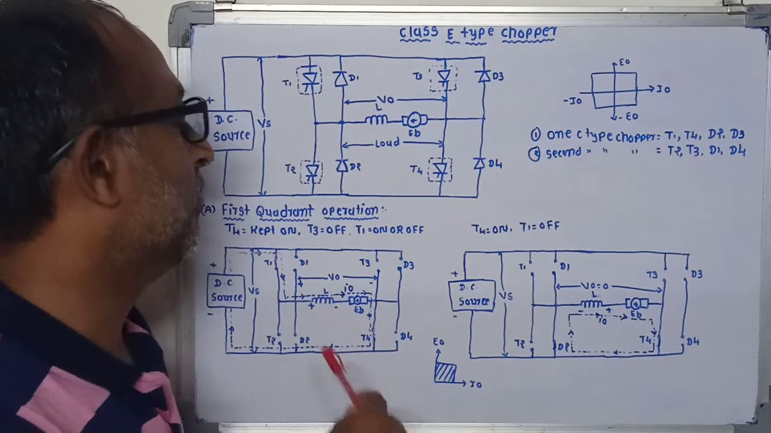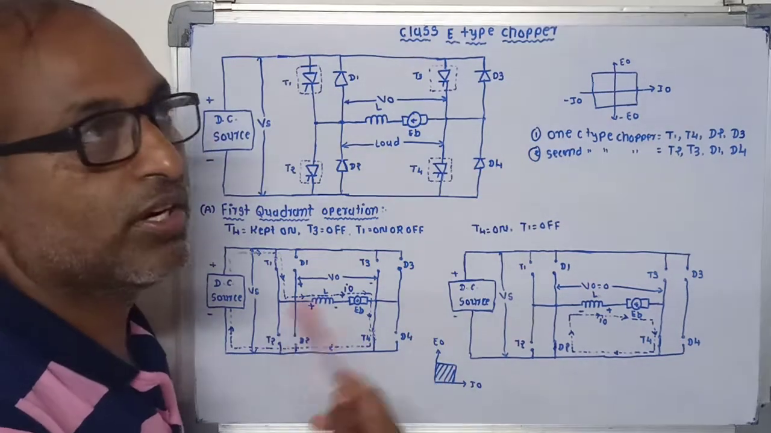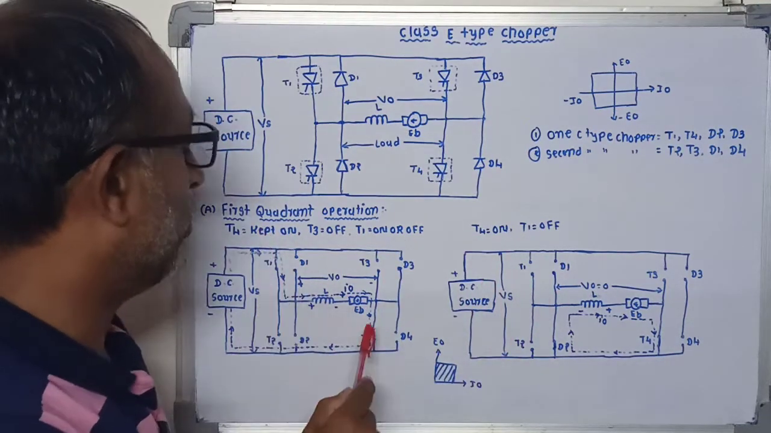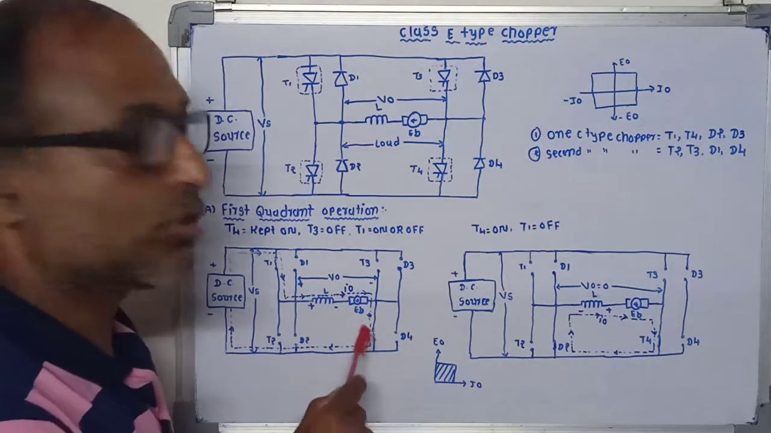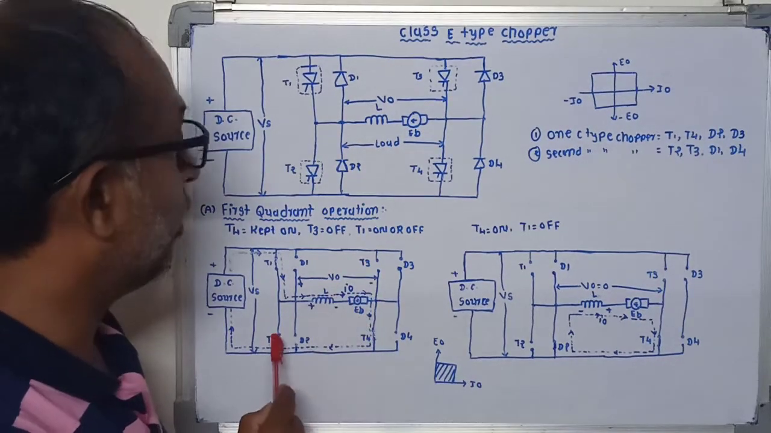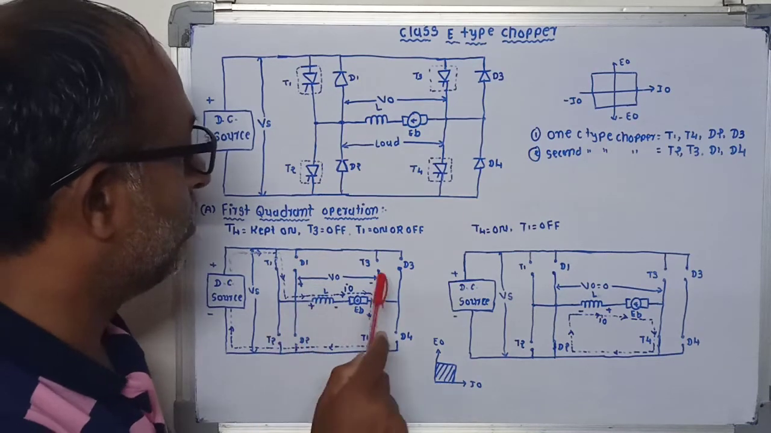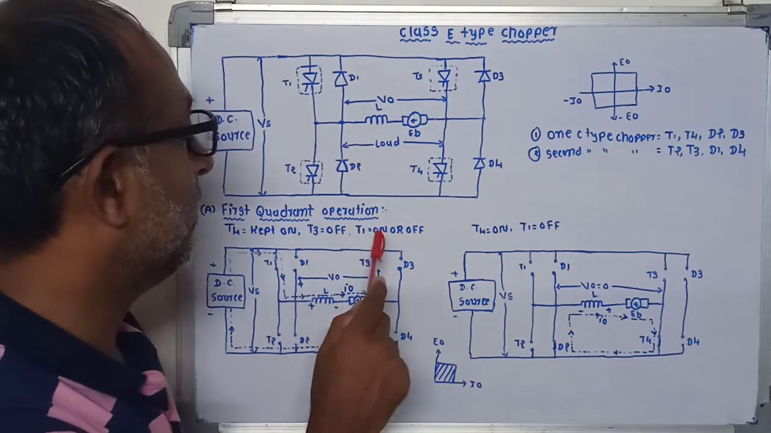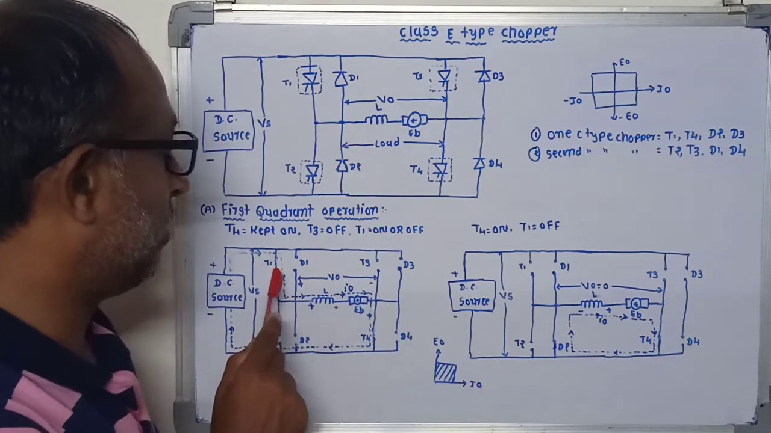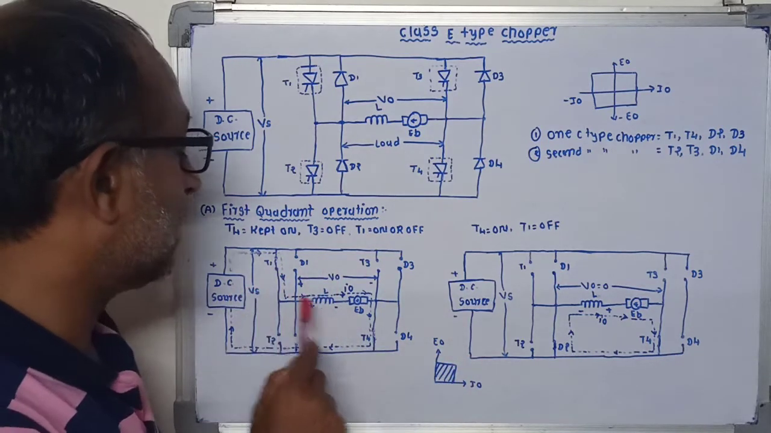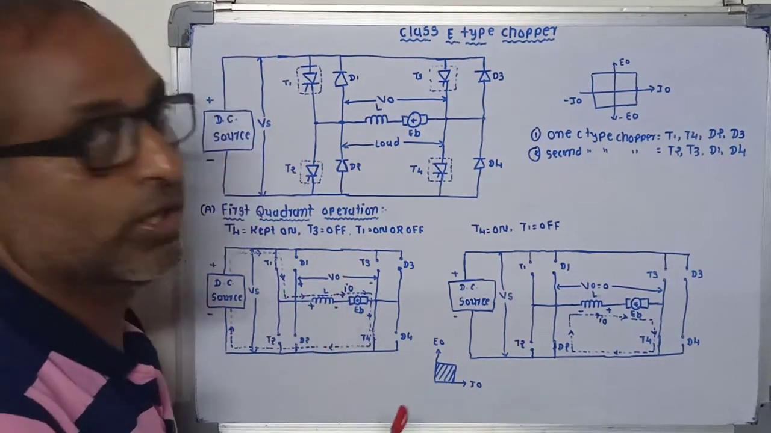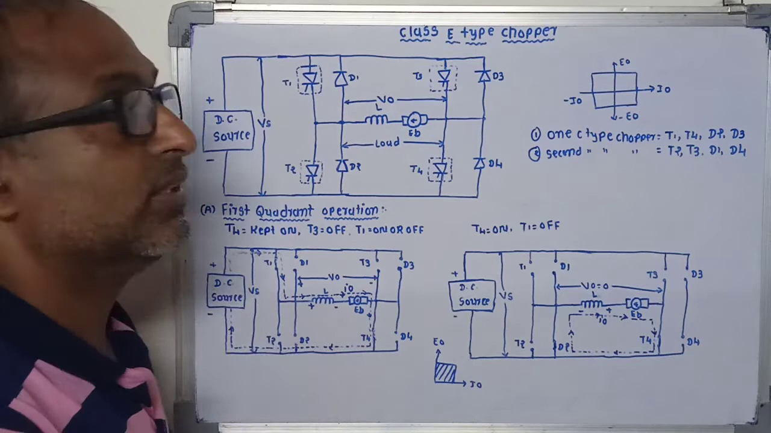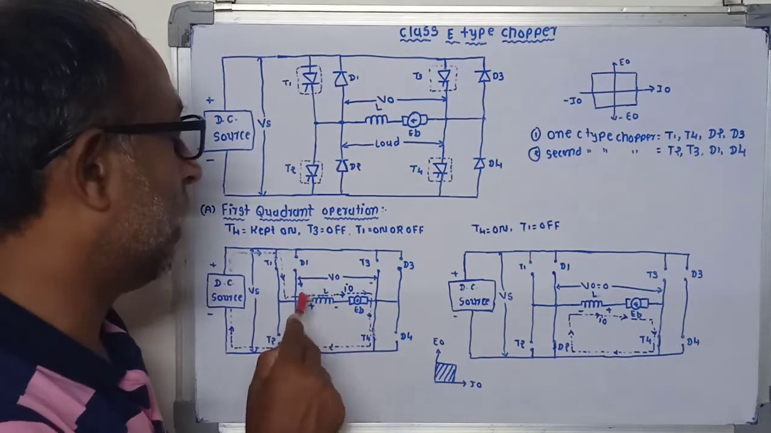That means in the first condition T1 is in on condition and after that it will turn off. First we will see T4 is kept in on condition. That means it is short circuited, and T3 is off, T2 is already off, and diodes D1, D2, D3, D4 are in off condition. Now when T1 is turned on, the input voltage Vs is applied across the load. That means the output voltage across the load will be equal to the supply voltage Vs.